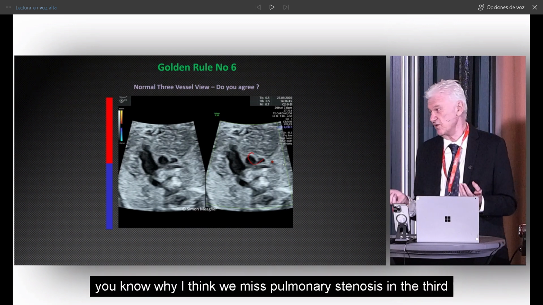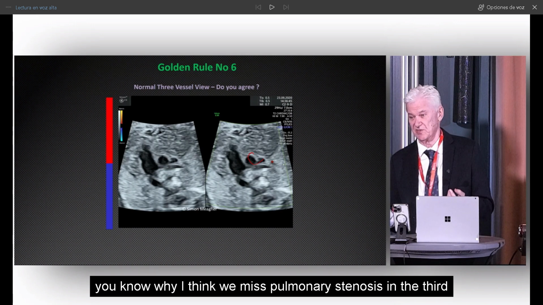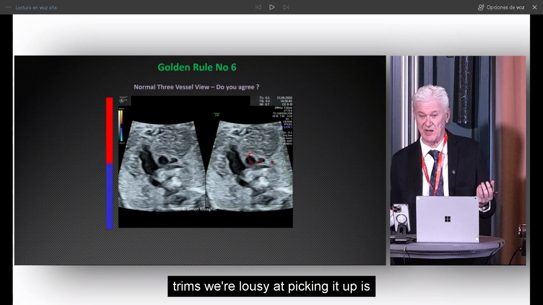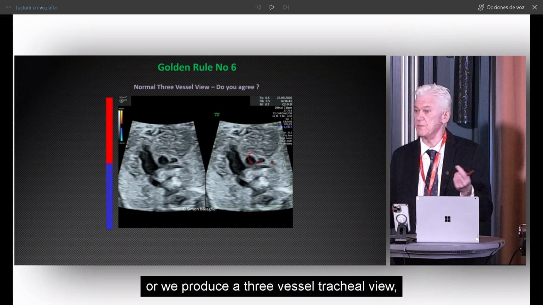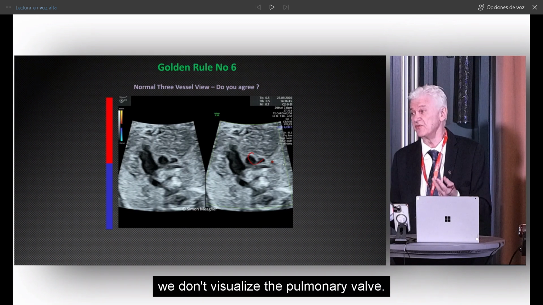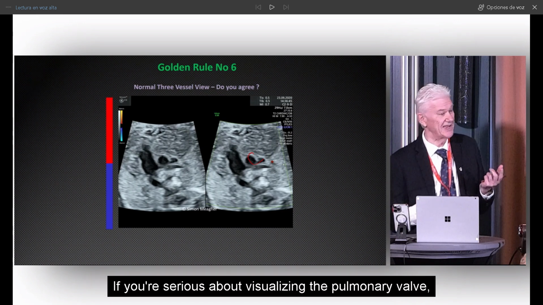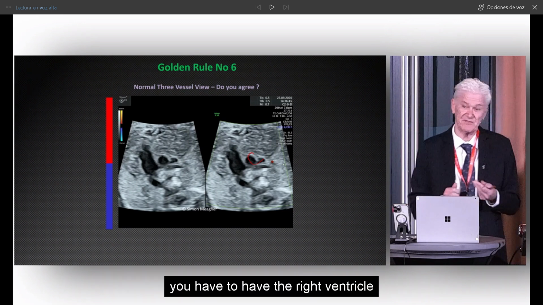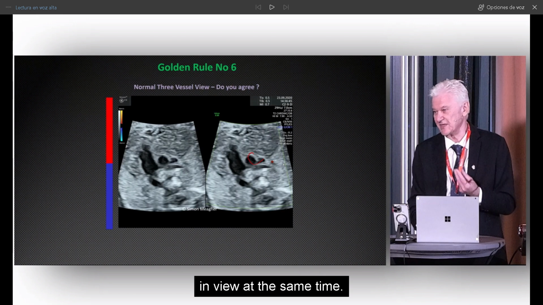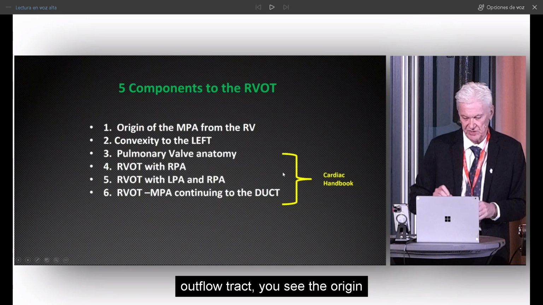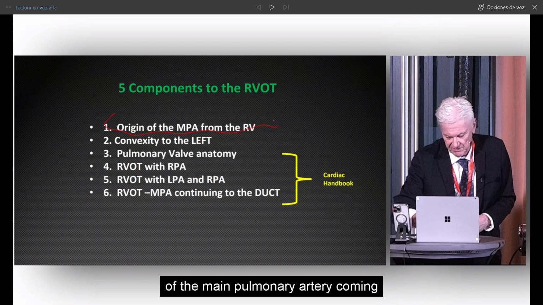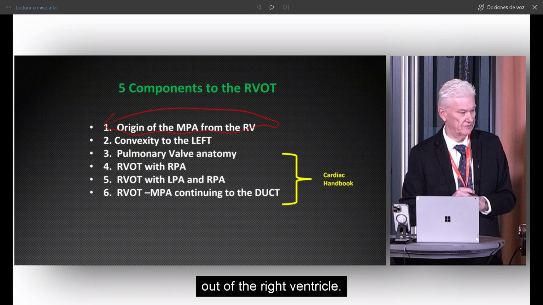And to be honest with you, do you know why I think we miss pulmonary stenosis in the third trimester? We're lousy at picking it up. It's because we end up producing 3-vessel views like this, or we produce a 3-vessel tracheal view. We don't visualize the pulmonary valve. If you're serious about visualizing the pulmonary valve, you have to have the right ventricle in view at the same time. So when you're looking at the right ventricular outflow tract, you see the origin of the main pulmonary artery coming out of the right ventricle.